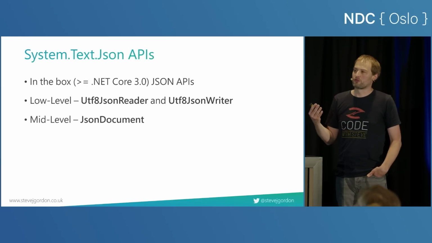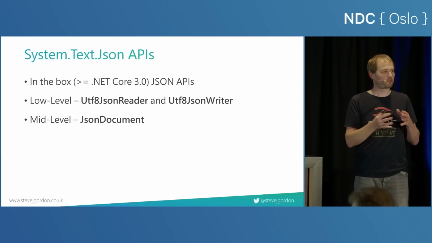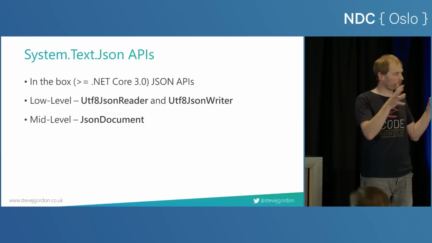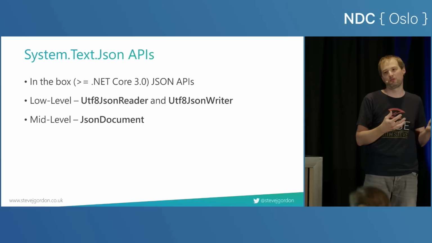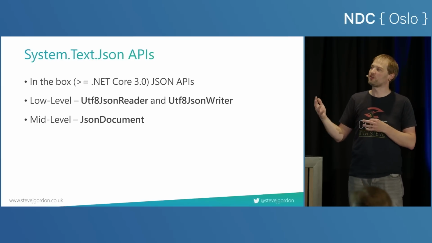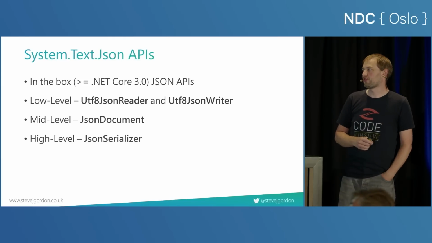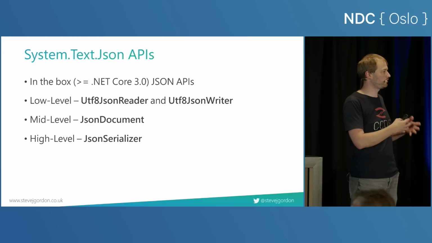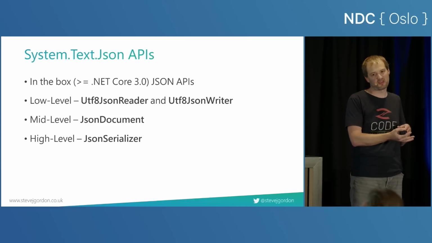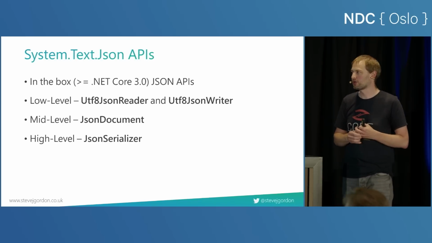There's a mid-level offered for reading JSON data in the JsonDocument format, which allows us to more easily work our way through a JSON document, looking at the elements that we want to find, locating a particular property within a structure of JSON in a quite efficient, single-read way. And then there's the high-level API, JsonSerializer, with things like SerializeAsync and DeserializeAsync, the traditional types of APIs you'd expect from a JSON library.